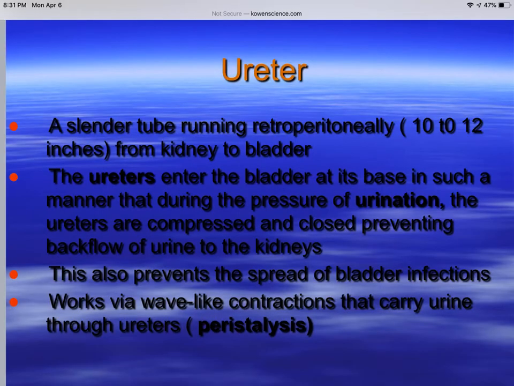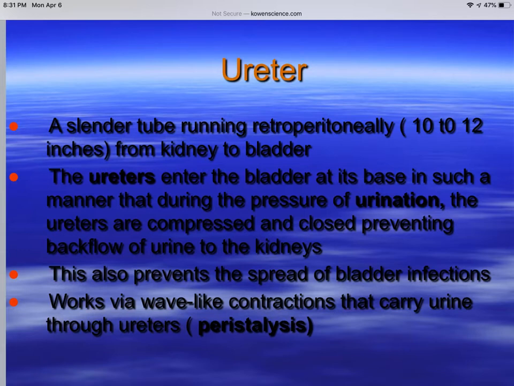Looking at the ureter, it's 10 to 12 inches long. It runs from the kidney to the bladder. You have two because you have two kidneys. The ureters will enter the bladder at the base, and they're going to enter in such a way that during the pressure of urination, the ureters are going to be compressed and closed.